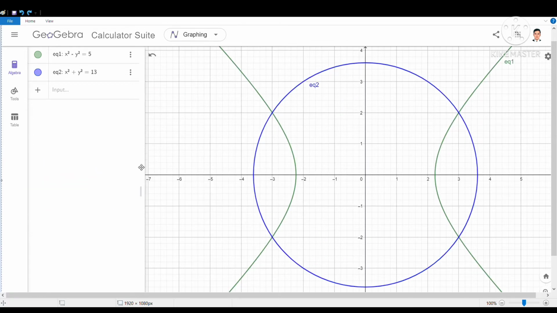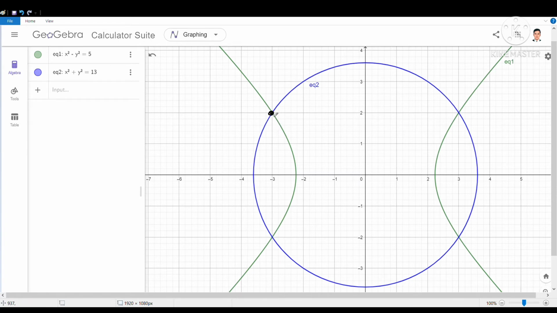Another example, so we have x squared minus y squared is equal to 5 is the equation of the green graph, which is a hyperbola. And the second equation, x squared plus y squared is equal to 13, is the graph of the circle here, the blue circle. Now, the solution of this system of nonlinear equations are the points of intersection. So if you are going to observe, we have 4 points of intersection here.